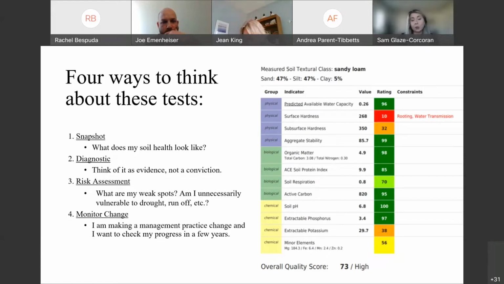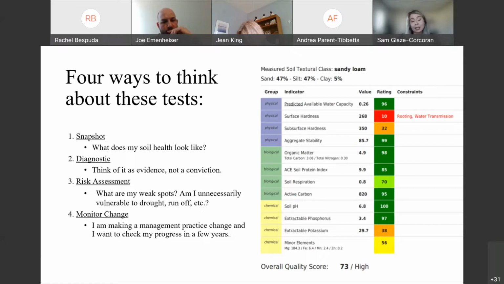Another really valuable use is as risk assessment. So again, we can look at this field and say a risk for us might be trying to establish new plants, or a risk might be, if we're in drought conditions and suddenly we get rain, it might be hard for our plants to access that water if the soil is too hard for that water to move into the soil in the first place.